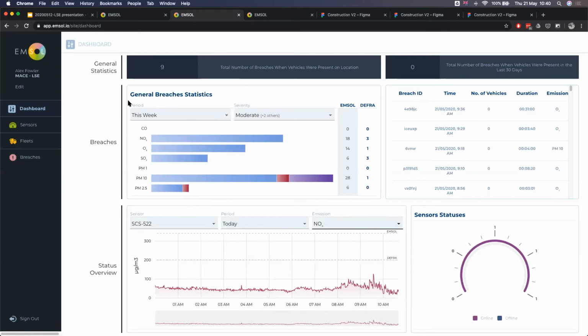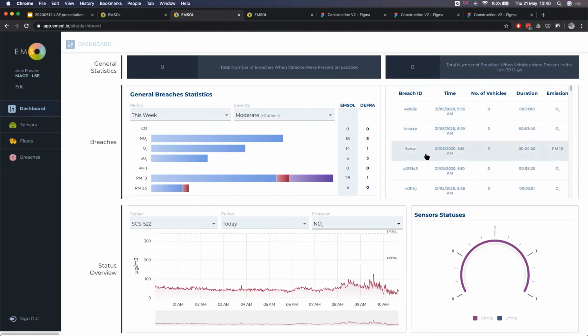Up here we can see the statistics for breaches for this week, or we can select another time period. What we consider to be a breach is exceedance of air quality limits. So air quality limits can be the DEFRA limits, which were put into law in 2010, or they can also be the Health and Safety Executive limits, which are in EH40. It depends on what the customer is interested in for their particular situation.